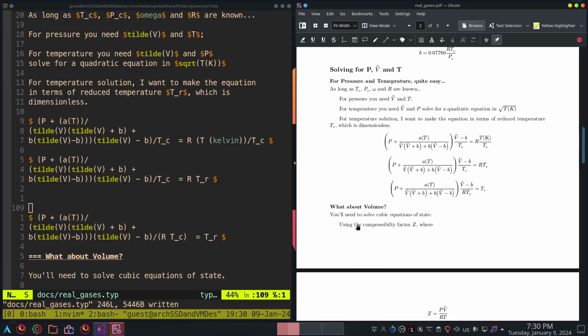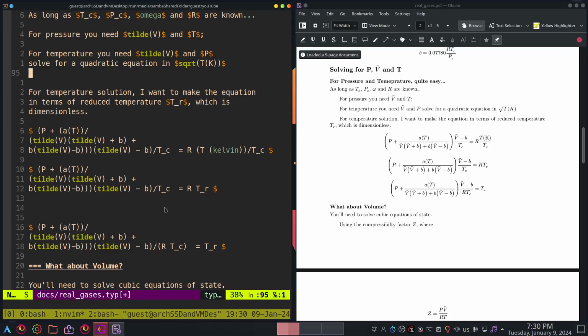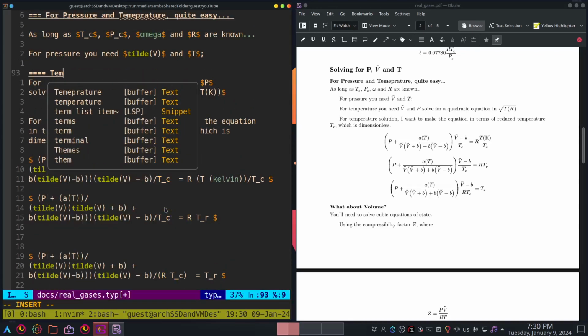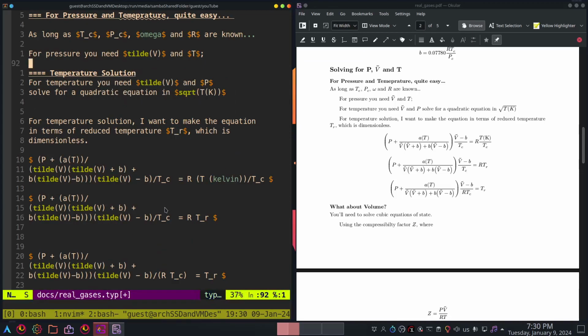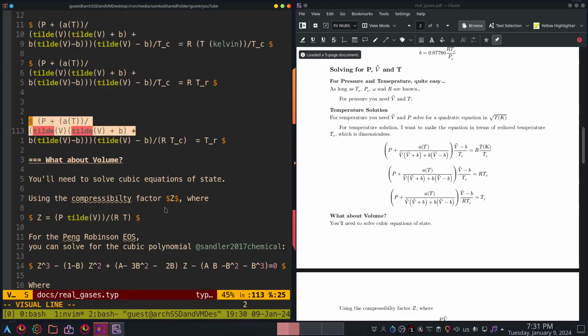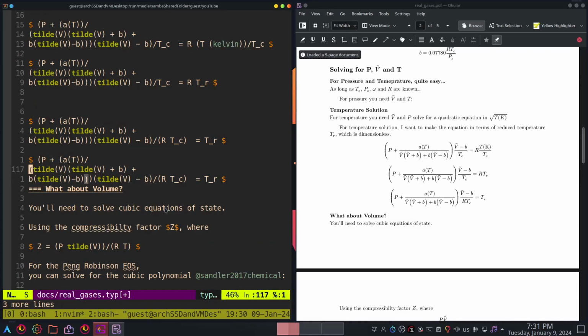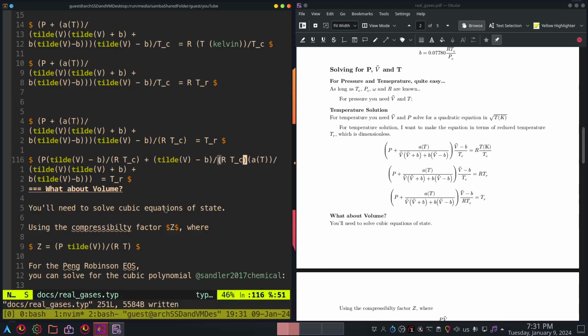Well, let me tidy up this equation a little bit more. Temperature solution. I'm going to tidy this up a little bit more so that it's easier for us to see. So I'm going to cut this out. I'm going to paste this here first. And then I'm going to paste this here. That's how I want to do it.